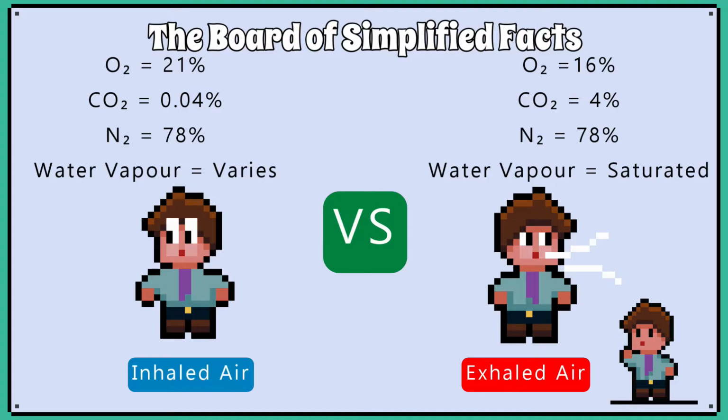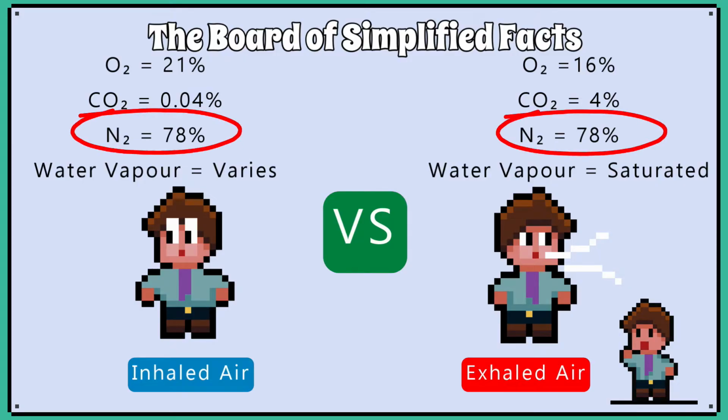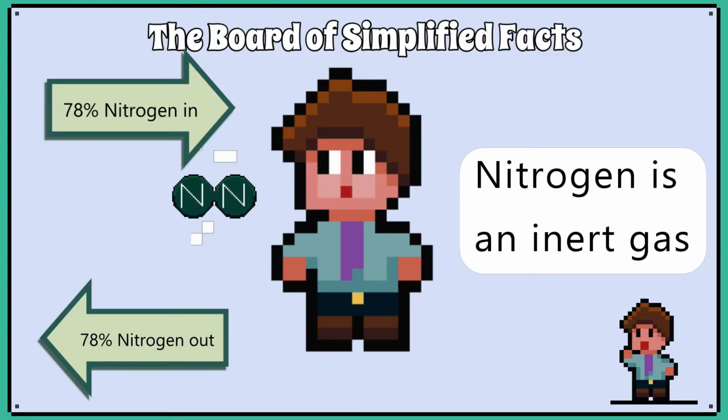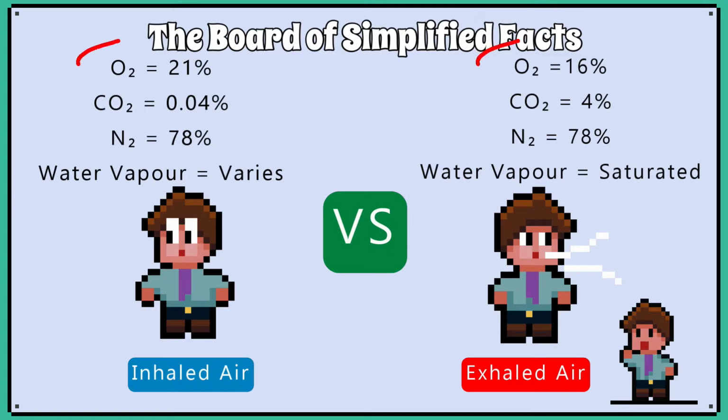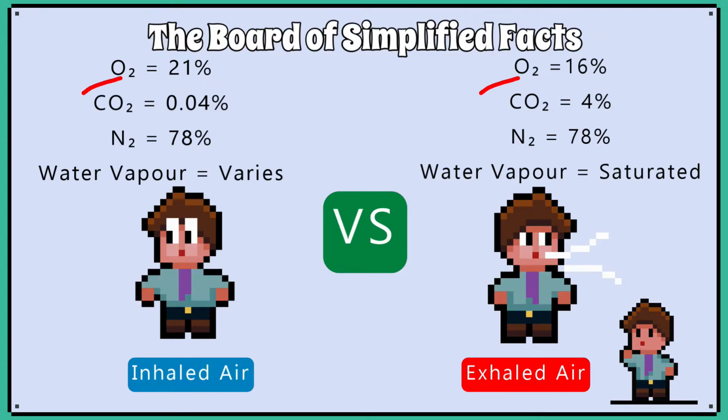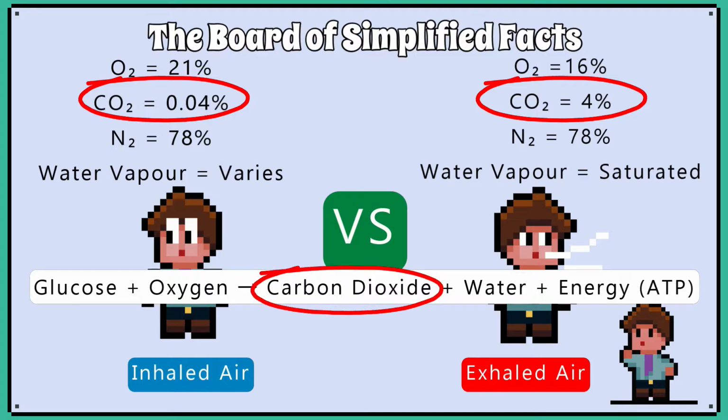Nitrogen doesn't change, so is 78%. This is because nitrogen is an inert gas, and our body can't use it. Oxygen drops to 16% because the body has used up some oxygen for aerobic respiration. Notice our bodies don't use up all 21% of the oxygen because they're just not that efficient. Carbon dioxide levels increase to 4% in exhaled air because carbon dioxide is produced by aerobic respiration.